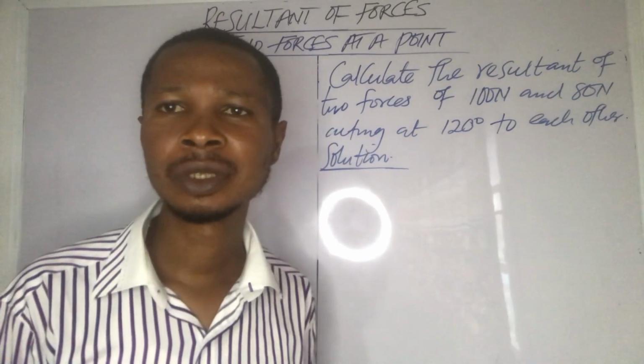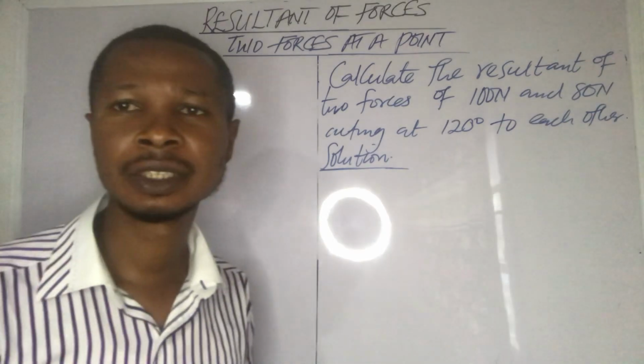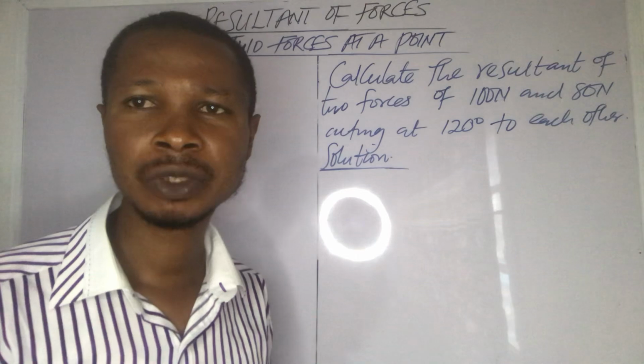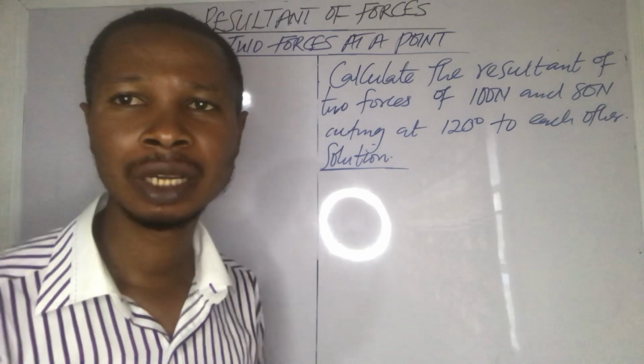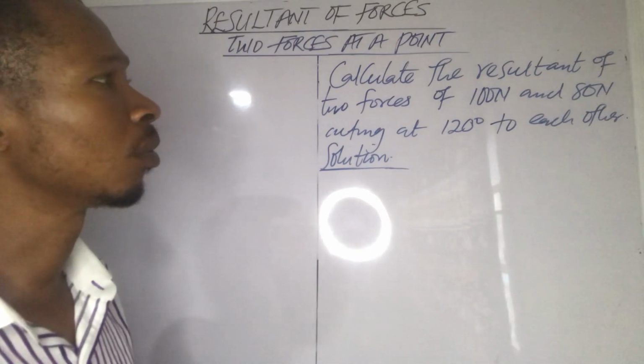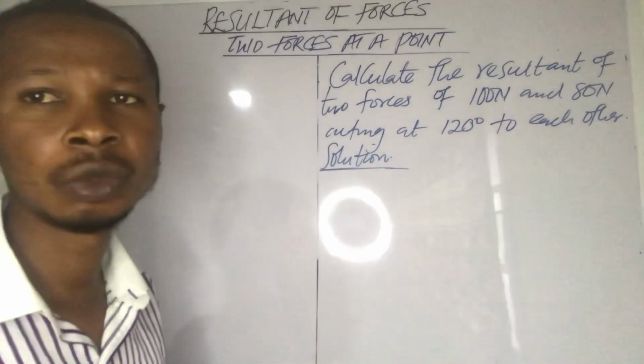This is also another example on resultant of forces, two forces acting at a point. We've looked at one example in the previous class, so let's look at this other example also. Calculate the resultant of two forces of 100 Newton and 80 Newton acting at 120 degrees to each other.